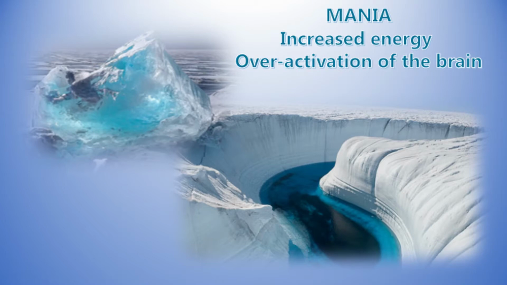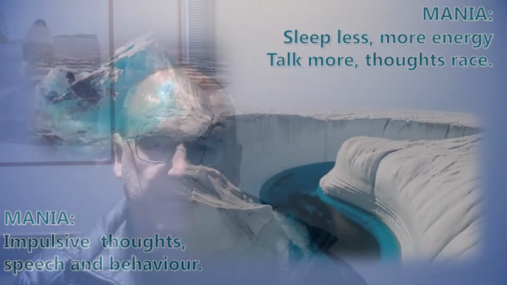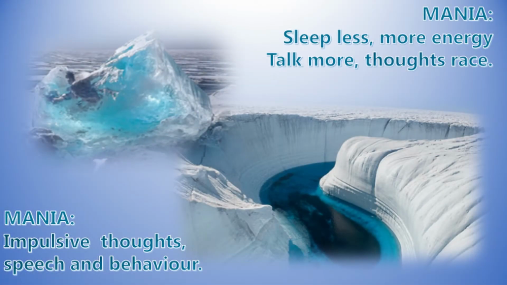You mentioned the concepts of mania, hypomania. Could you just give us a brief explanation of what these terms mean? Mania is a condition of increased energy, overactivation of the brain. So when a person has a manic episode, they sleep less, they have more energy, they talk more, their thoughts go faster, and they are often quite impulsive in their thoughts, in their speech, and in their behavior.